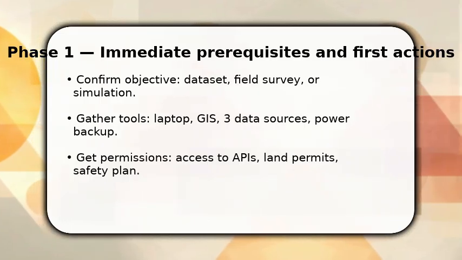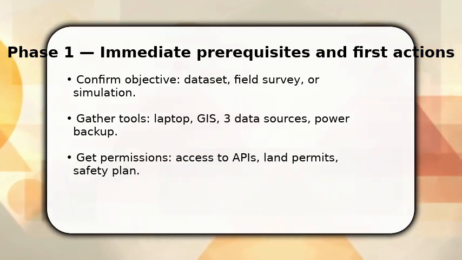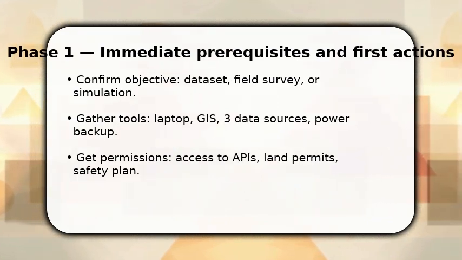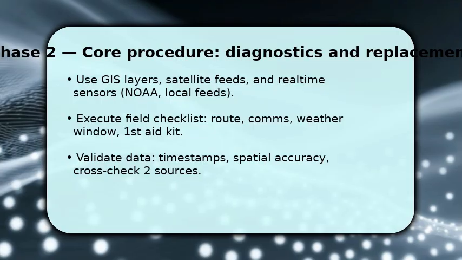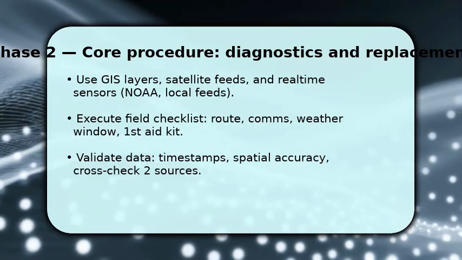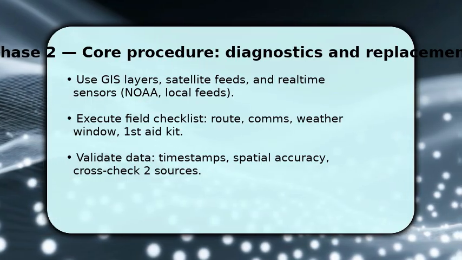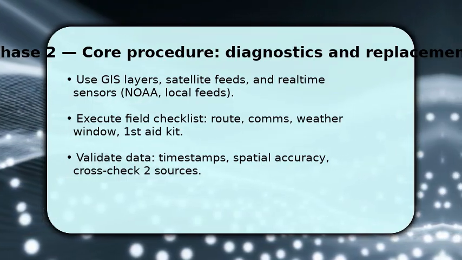Delays derail the timeline. You'll move faster if you pre-configure credentials and test API keys. This avoids interruptions when you now collect and validate the core evidence. Start by pulling GIS layers and satellite feeds. Prioritize real-time sensors and trusted feeds like NOAA.